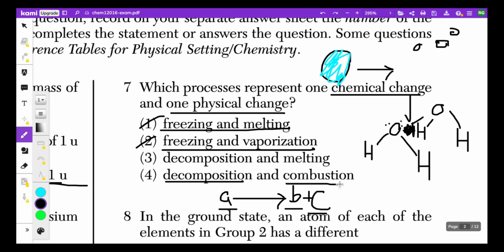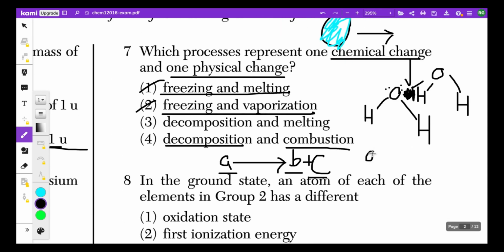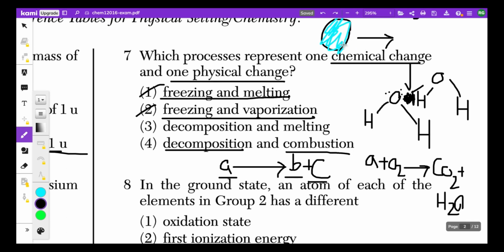And combustion is when you are reacting something with oxygen and you're forming CO2, carbon dioxide, and water. Okay, this is combustion. And obviously, you can see how our compounds have changed, right? Your compound changes whenever a combustion reaction occurs. So decomposition and combustion reactions are examples of chemical changes.